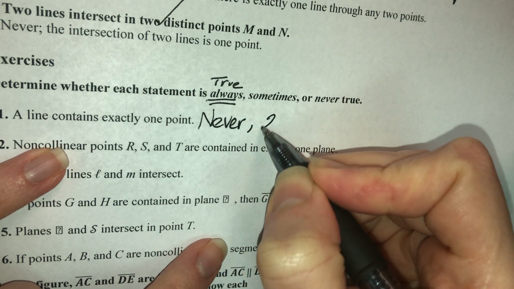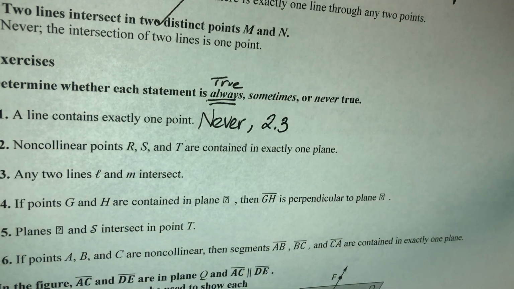And I'm going to go ahead and write, it doesn't tell us to write which postulate we use to figure that out, but I'm going to go ahead and include that here. So it's postulate 2.3. A line contains at least 2 points, which makes us know that a line containing exactly 1 point could never be true.